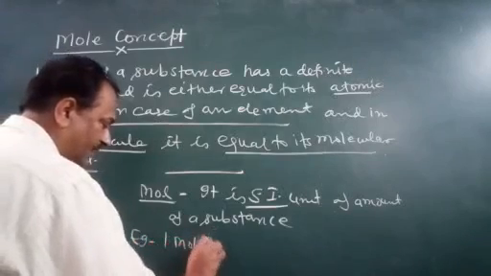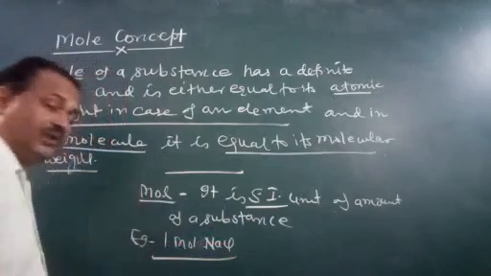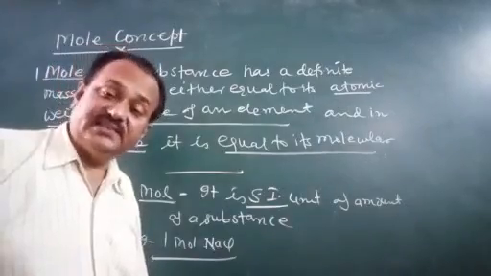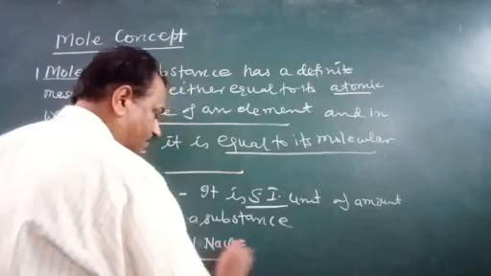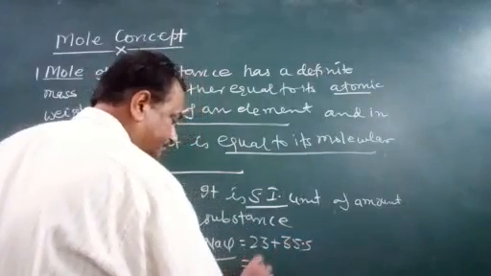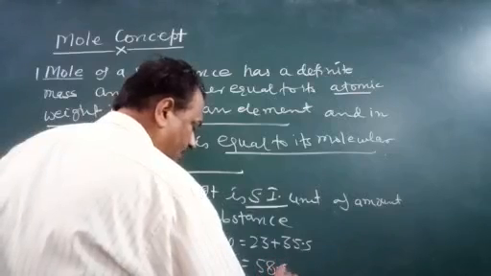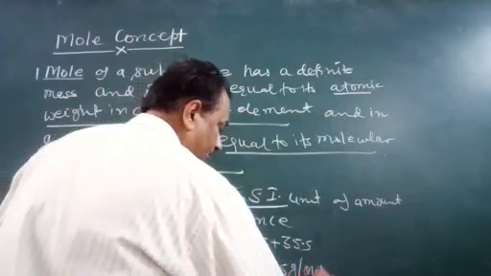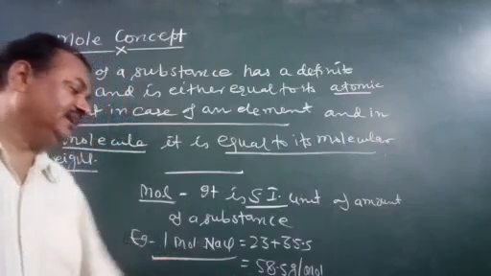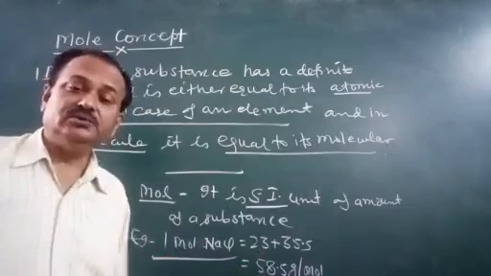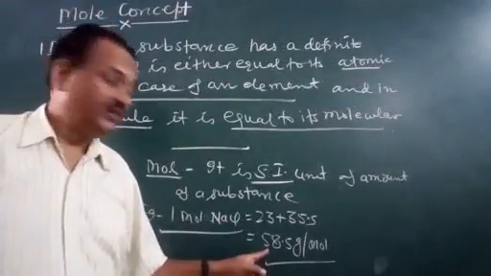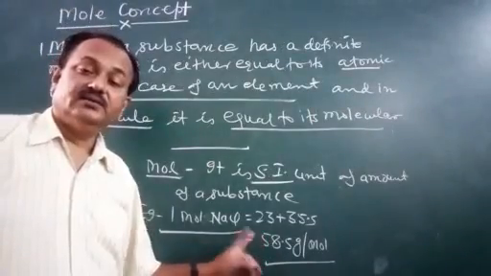So say, for example, if I say 1 mole NaCl, here you have to write down the molecular mass of NaCl. So the molecular mass of NaCl: sodium atomic weight 23, chlorine atomic weight 35.5. So it will be 58.5 gram per mole. This is the way that 1 mole of NaCl has weight equal to 58.5 gram. 58.5 gram is the 1 mole.